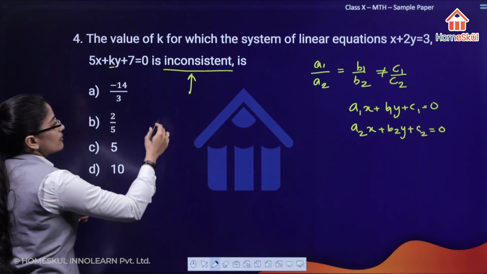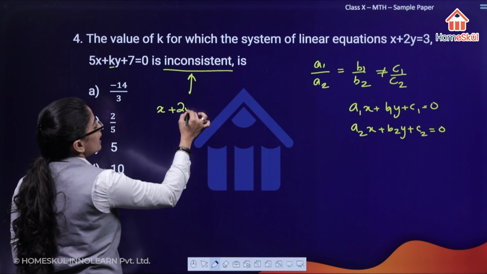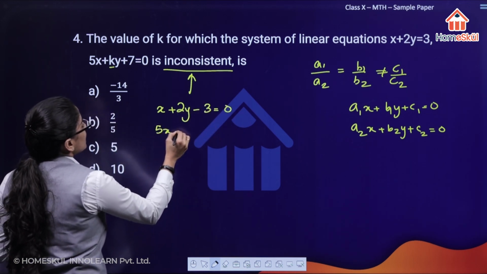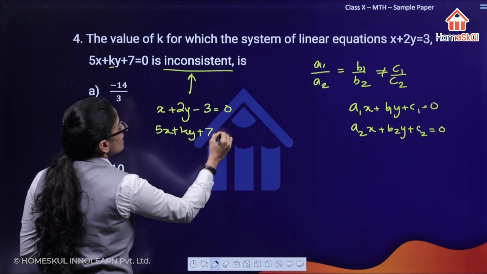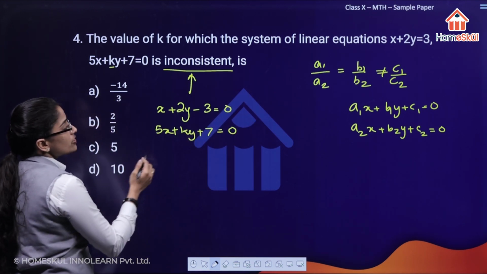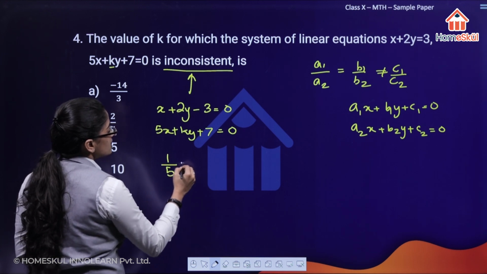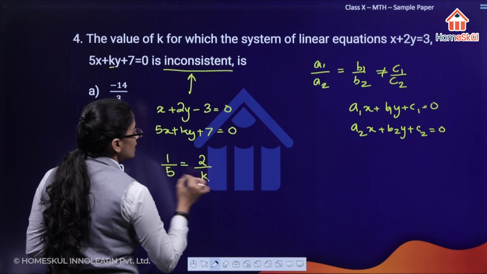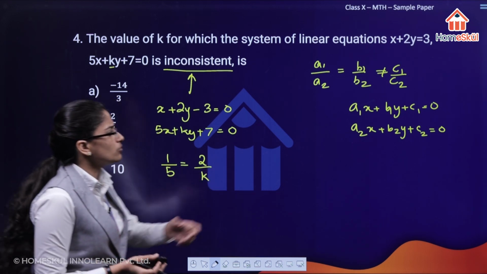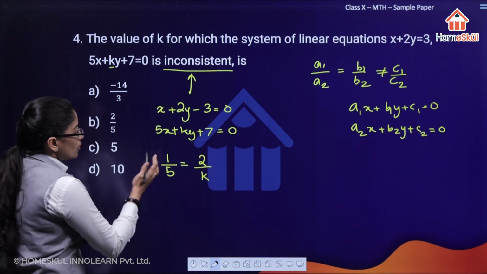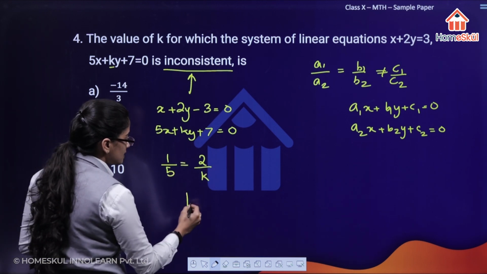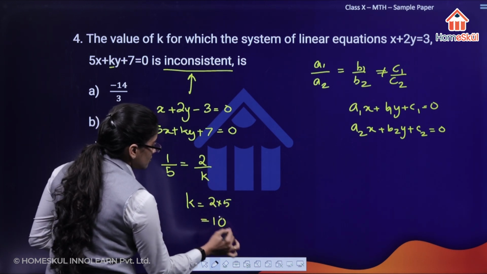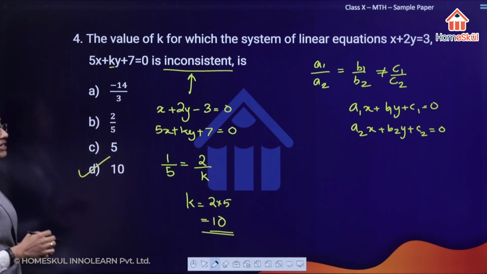So here let's rewrite the question: x plus 2y minus 3 is equal to 0 and 5x plus ky plus 7 is equal to 0. Comparing with the coefficients, here 1 by 5 is equal to A1 by A2 is equal to B1 by B2 is equal to 2 by k, which is not equal to C1 by C2. We need to consider only these two ratios, isn't it? So 1 by 5 is equal to 2 by k. That means k is equal to 2 times 5, which is equal to 10. So the value of k is 10, option D.